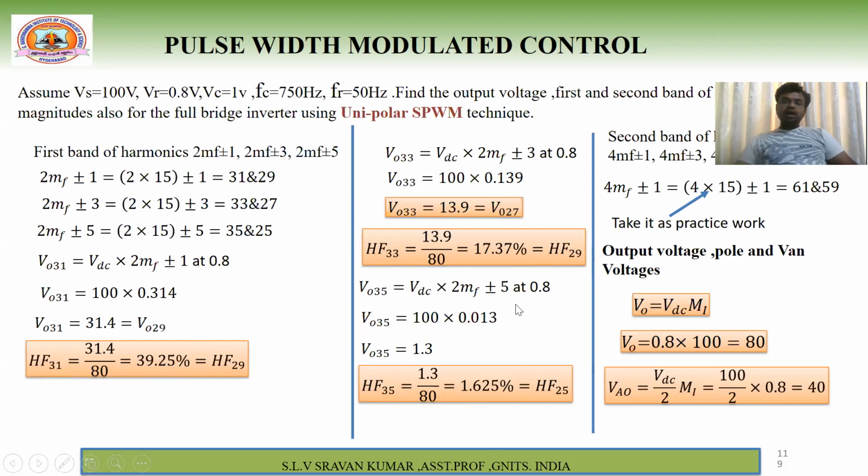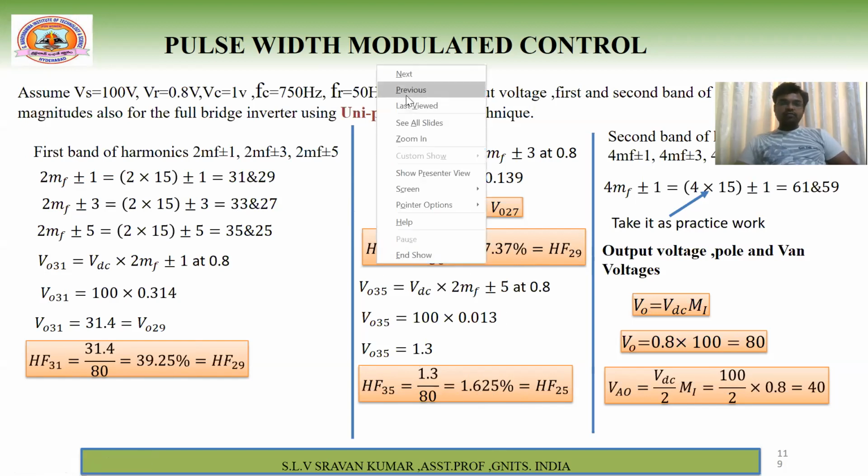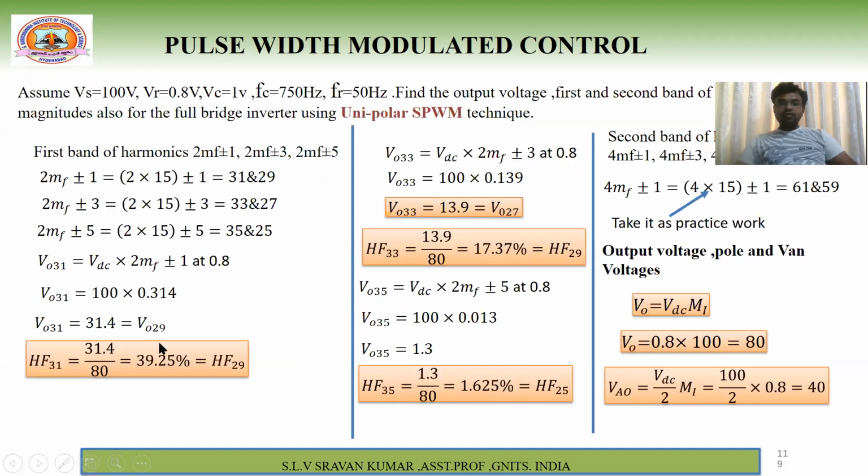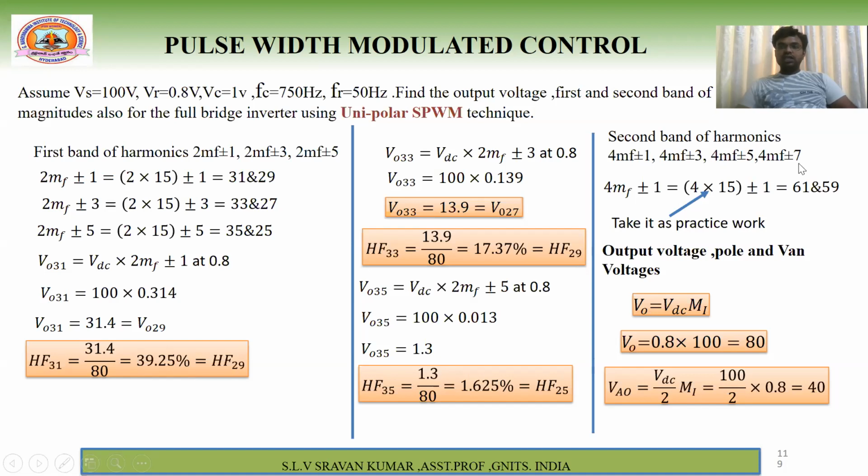Right. In case of bipolar, what happens? The first band of harmonics is how much? 1 or 2%. Therefore, the filter size increases simply. Whereas in case of unipolar, the first band of harmonics' harmonic factor is how much? Maximum is 39.25. Therefore, filter size is reduced. So that's why for a single phase inverter, it is better to use the unipolar scheme. But what happens? Two reference signals are required. In case of bipolar, only one reference signal is required.